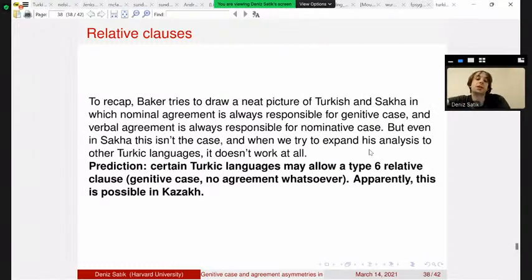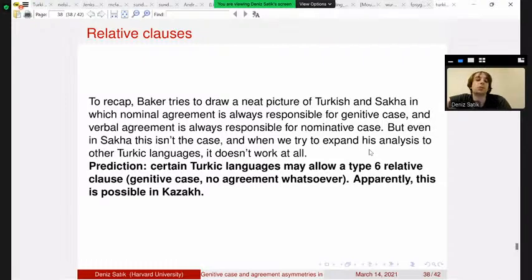Baker tries to draw a neat picture of Turkish and Saha in which nominal agreement is always responsible for genitive case and verbal agreement is always responsible for nominative case. But even in Saha, this isn't the case, no pun intended. And when we try to expand his analysis to other Turkic languages, it just doesn't work at all.